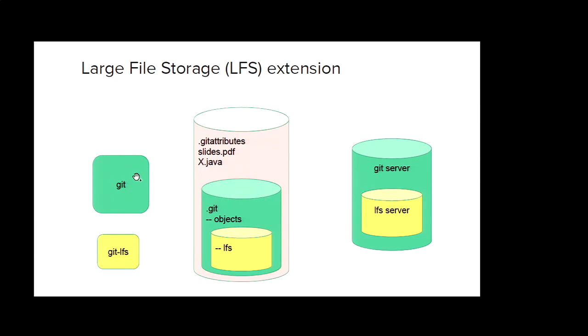Now, how does this work? With native Git, you have native Git, and you have an extension. This is implemented in Go. This was done by Atlassian and GitHub jointly, so it's open source.